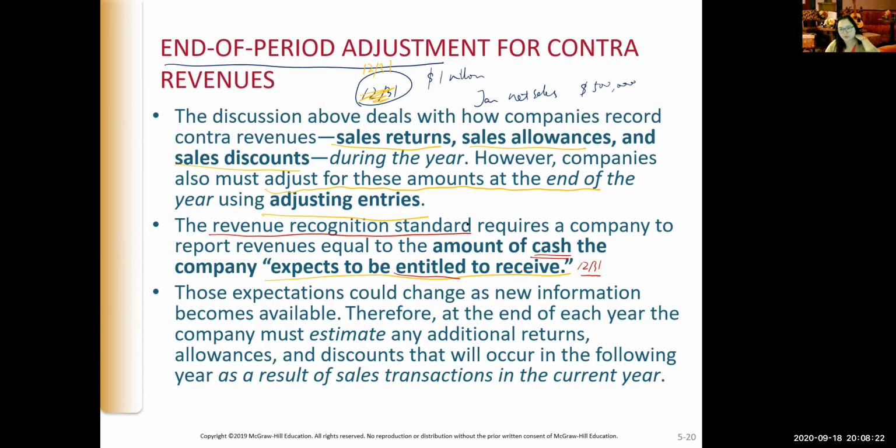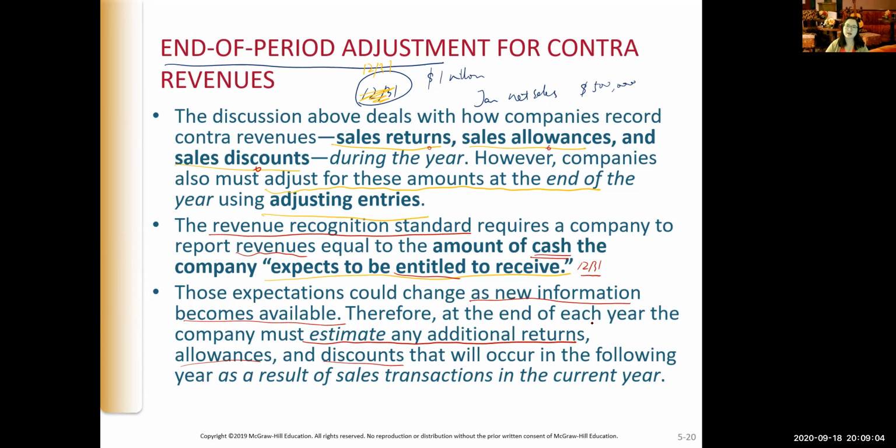We require a company to report the real revenue, the net revenue. Hence, in order to report the net and real revenue, you need to estimate those sales returns, sales allowances, sales discounts. All right. Those expectations could change as new information becomes available, right? It's changing all the time. Sometimes you estimate 20% is going to be returned, but maybe it's only 10%. Therefore, at the end of the year, a company must estimate additional returns, allowances, or discounts that will occur in the following year as a result of sales transactions in the current year.